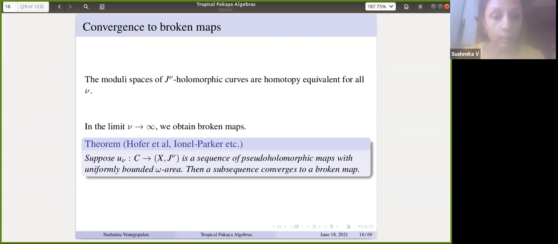And the theorem, this is the SFT theorem, SFT compactness. It basically says that if you have a sequence of pseudo-holomorphic maps with uniformly bounded area in the sequence of neck-stretched manifolds, then a subsequence converges to a broken map. So that's the SFT statement. It's called a holomorphic building, and that's what we are calling a broken map, but there are minor differences. But holomorphic building is a good picture to have in mind if you've seen it before.